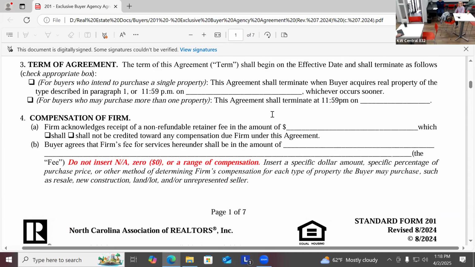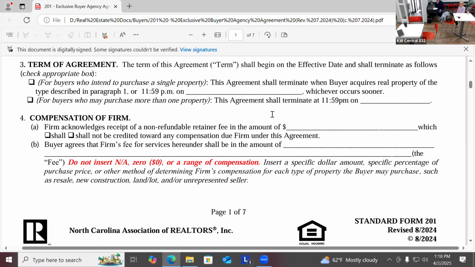Okay, compensation of firm. Non-refundable retainer: if that's in your business practice, put that in there. If it is not, then you just put NA, or leave it blank.